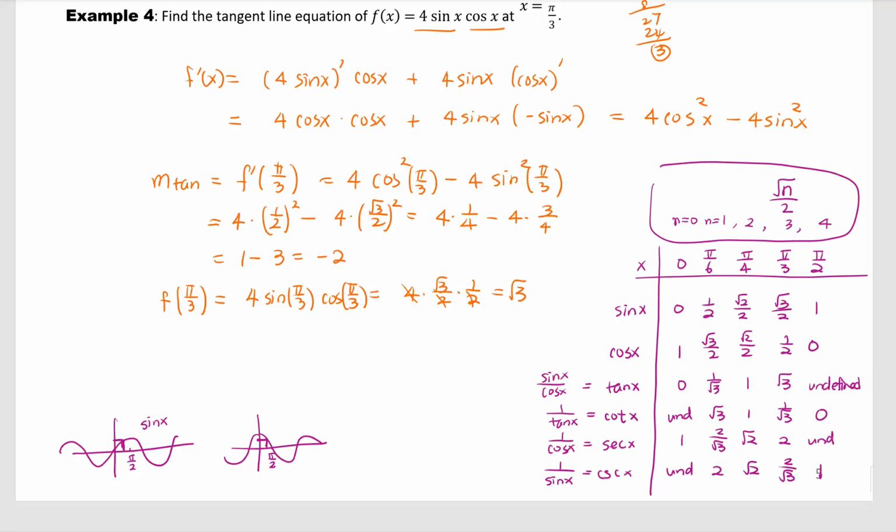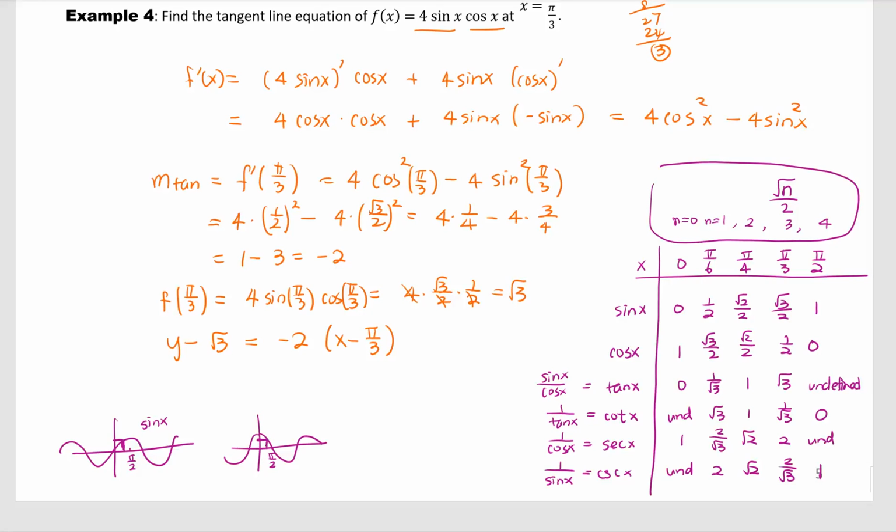So sometimes students get confused. I don't know, is this guy my slope or my y coordinate? They mess up. So the derivative is the slope. The function is the y coordinate of the point. Okay? So y minus the y coordinate of the point, which is square root of 3, equals the slope, -2, times x minus the x value, pi over 3.